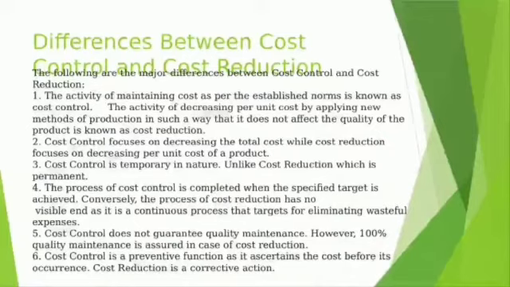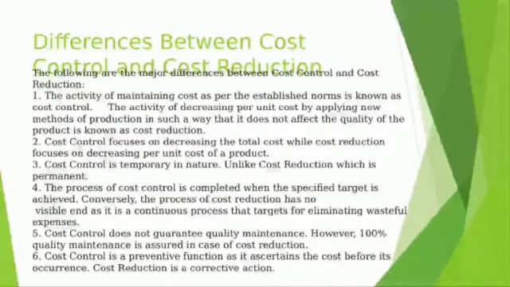First difference between cost control and cost reduction: the activity of maintaining cost as per the established norms is known as cost control. The activity of decreasing per unit cost by applying new methods of production in such a way that it does not affect the quality of the product is known as cost reduction. Second difference, cost control focuses on decreasing the total cost while cost reduction focuses on decreasing per unit cost of a product. Third difference is cost control is temporary in nature and cost reduction is permanent in nature.